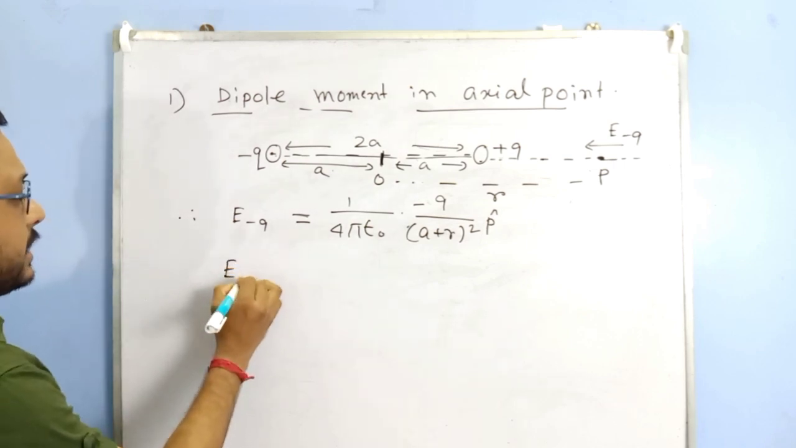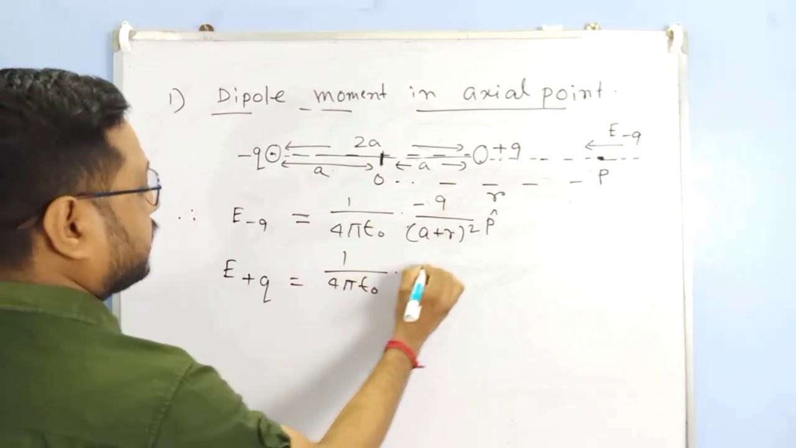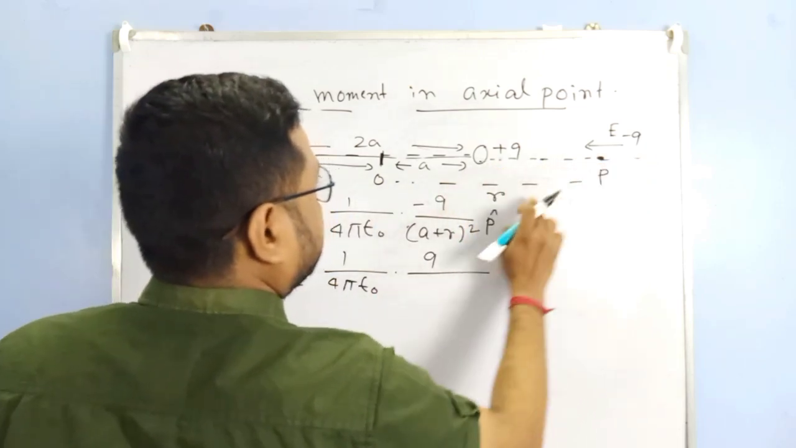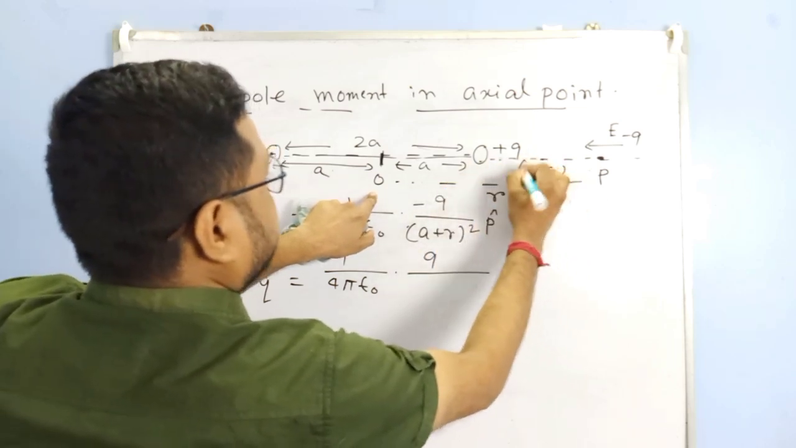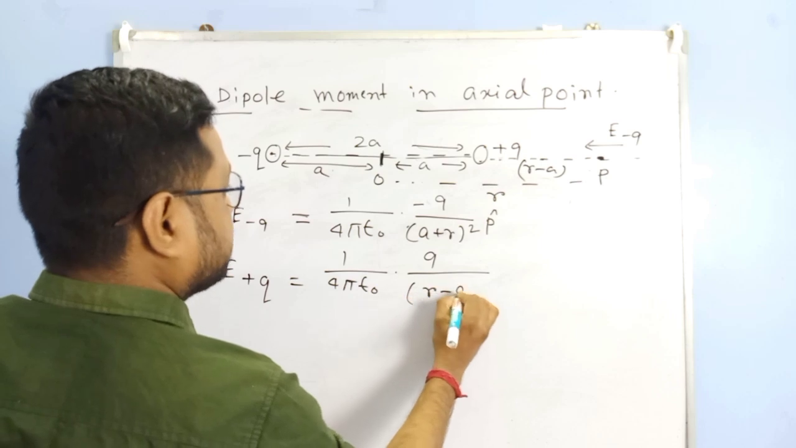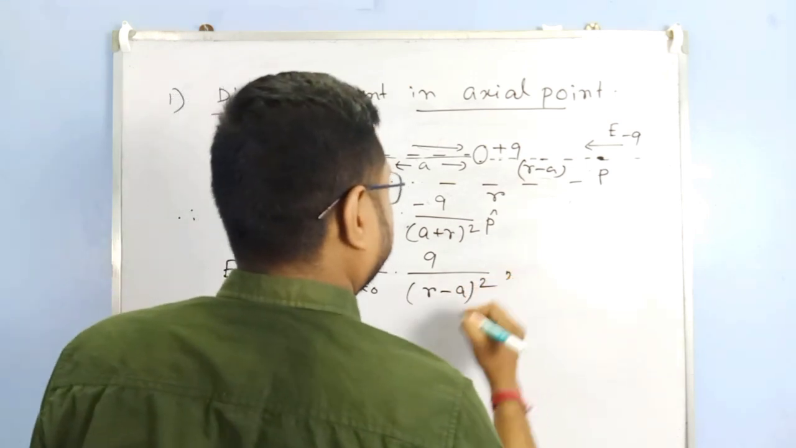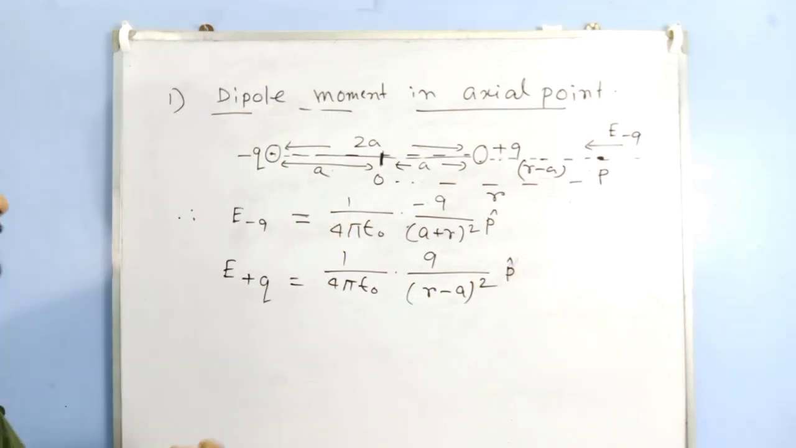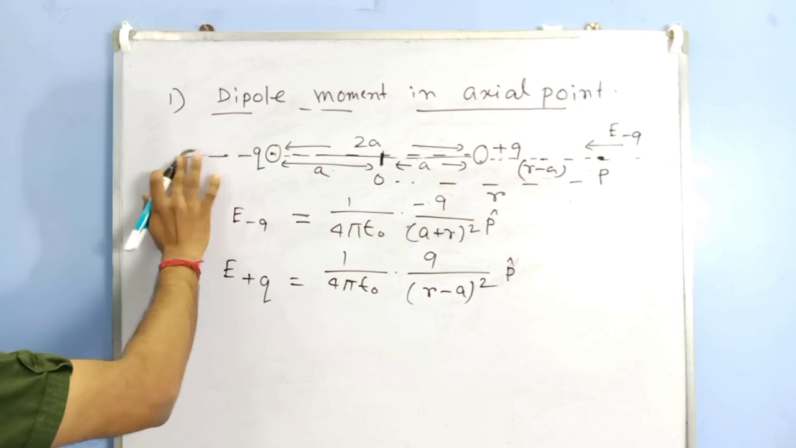Now we can go with the electric field due to the positive charge, that is 1 by 4 pi epsilon naught, q or plus q, divided by the square of the distance between plus q and P. Now this distance is r and this is a, so this is r minus a. So we get (r minus a) square into p cap, where p cap is the direction from negative to positive charge, and here the direction of E of plus q is towards the positive side.